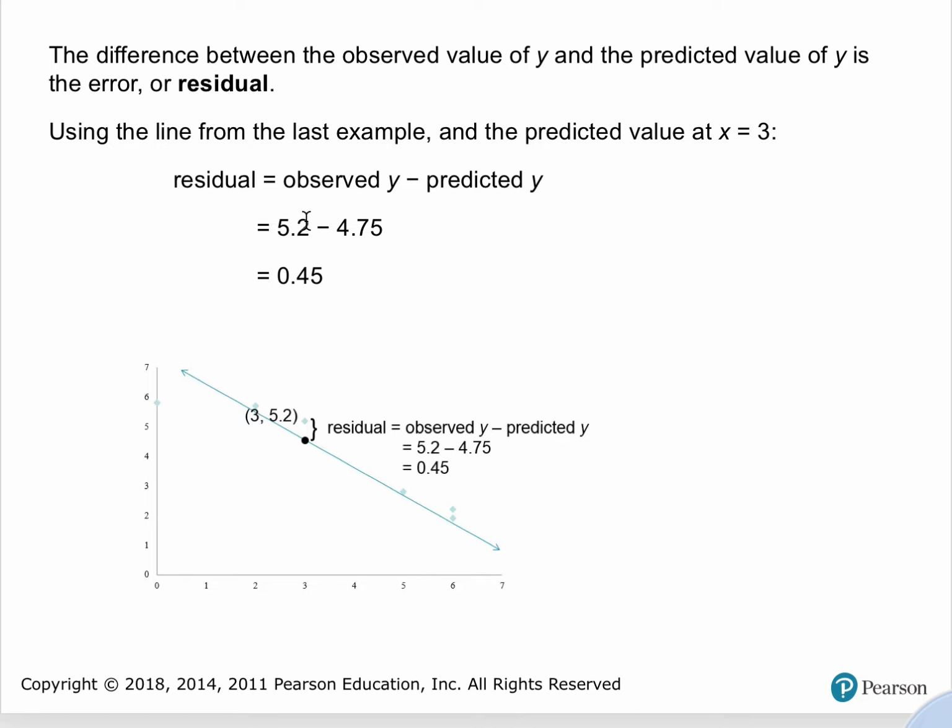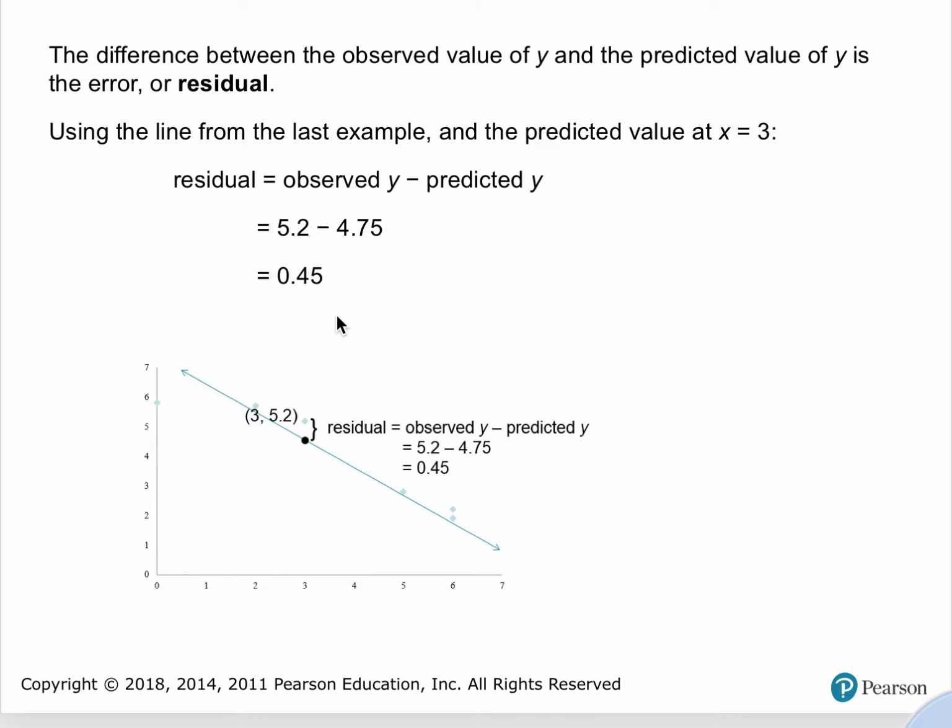So, we're going to take the difference between the observed value of y and the predicted value from our equation. That's just a prediction. And that's the error or residual. Okay? So using the line from the last example and the predicted value at x equals 3, we would have the observed value of y, the 5.2, minus the predicted value. So our residual would be 0.45.